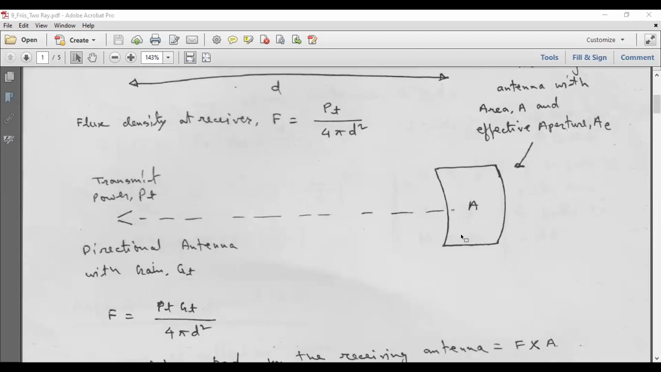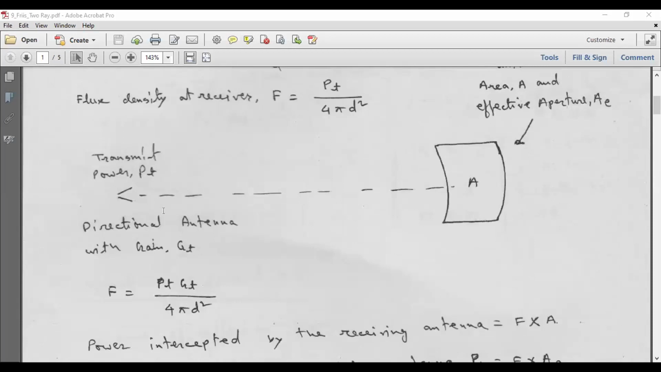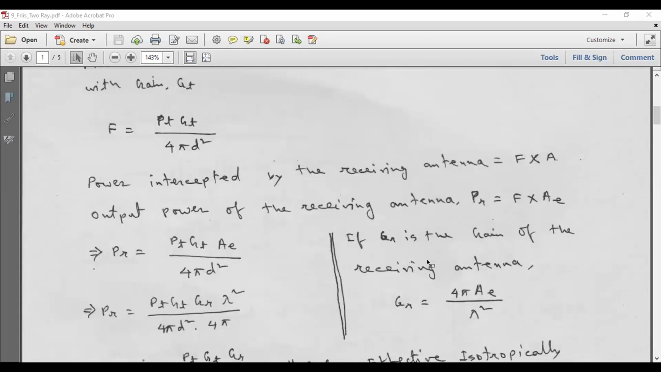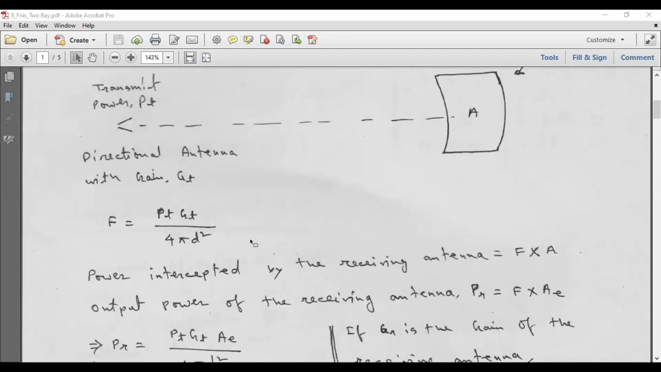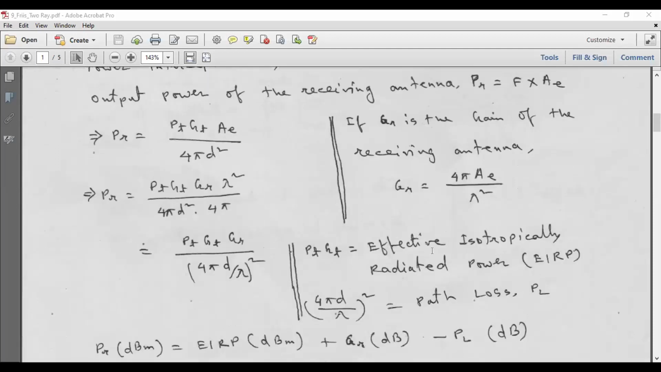From the receiving end, you may want to ask what you are sending. I don't care what you are sending in other directions. Rather, what your PTGT is, because that tells you what you are sending towards me, towards myself. The receiver can say like that. So this is what you are effectively sending, PTGT. Compared to the isotropic case, it is called effective isotropically radiated power, EIRP. We actually discussed this term in our lab class last time.